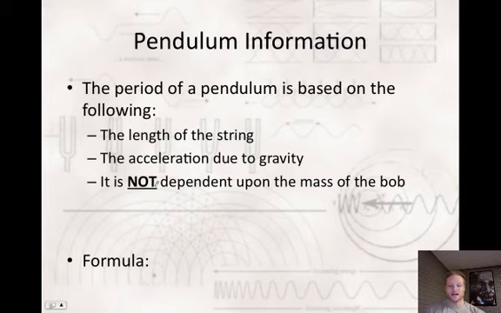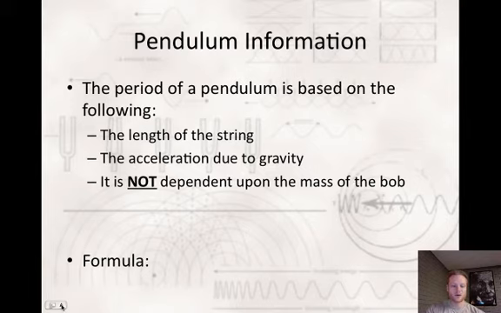Now, one thing that students frequently get confused, and this is really an important component here: the period of a pendulum is not dependent upon the mass of the bob, which seems crazy. You could have a 5-pound bob, a 10-pound bob, a 30-pound bob, but none of that matters in terms of how long it takes for it to swing back and forth. It's only dependent on the length of the string and the acceleration due to gravity. So that's an important piece. I would definitely have that written down, that it is not dependent upon the mass of the bob.